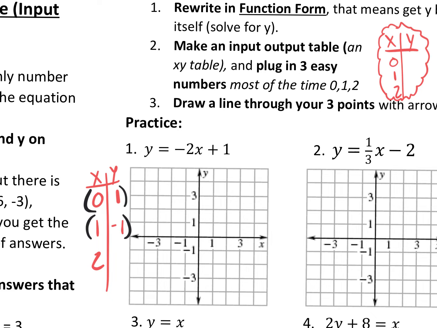Let's actually graph 0, 1. That means 0 on the x. You stay there at the origin. 1 on the y. Put a dot right there at 0, 1. And then go to your next coordinate, 1, negative 1. 1 on the x, negative 1 on the y. So from the origin, 1 on the x, negative 1 on the y, and put a dot right there. Now, those 2 dots is enough for us to draw our line.